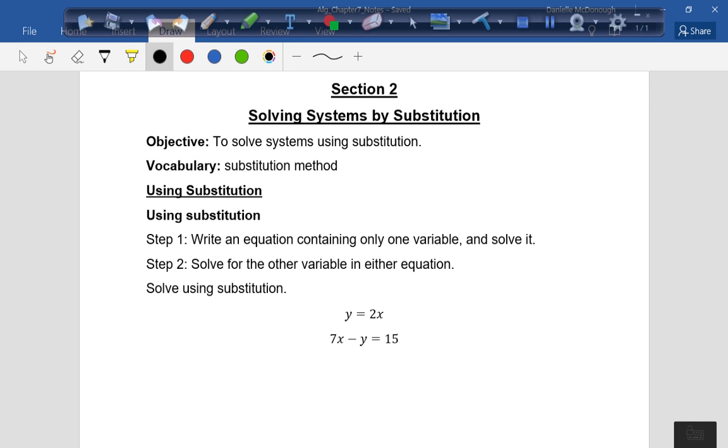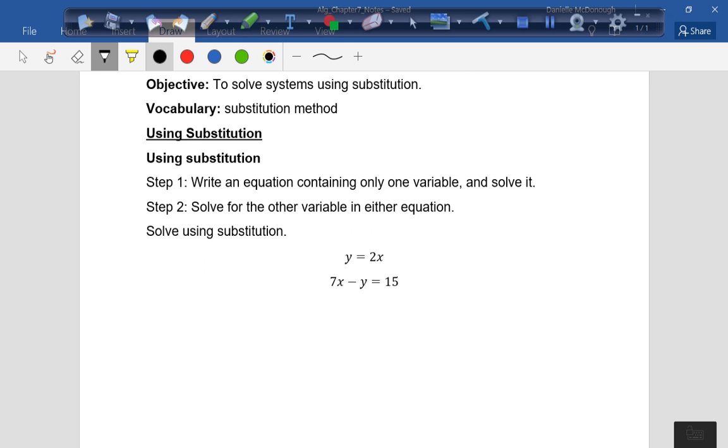So the second way we can solve systems is by substitution. And that's what we're going to be focusing on today. If you notice here, there are two steps. Step 1, write an equation containing only one variable and solve it. And then step 2, solve for the other variable in either equation, solve using substitution.